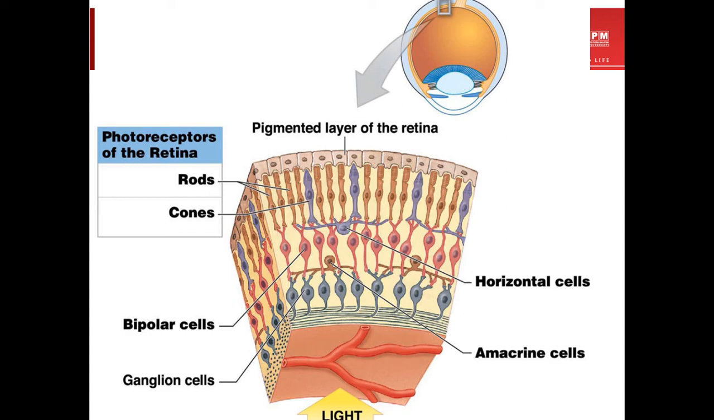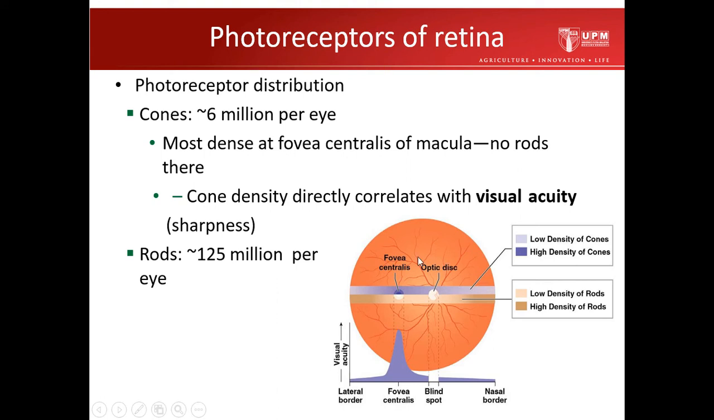Rods and cones synapse with neurons called bipolar cells. Bipolar cells then synapse on ganglion cells. The two color bands in these illustrations of the retinal surface indicate the relative density of cones and rods on either side of a horizontal line passing through the fovea centralis and the optic disc of the right eye. When you look directly at an object, the image will fall on the fovea centralis, which is the center of color vision and image sharpness.